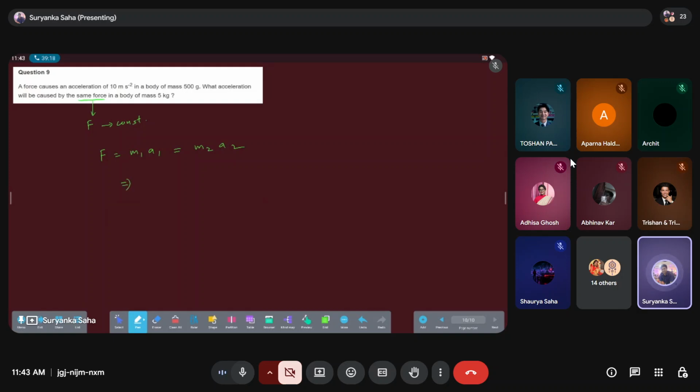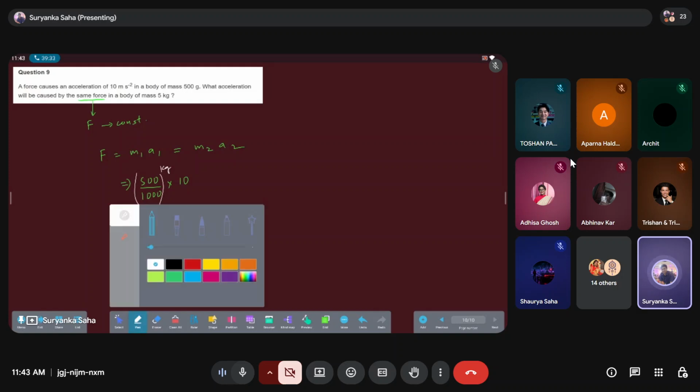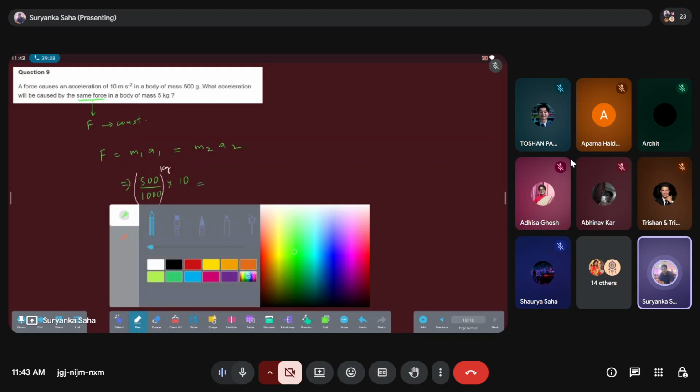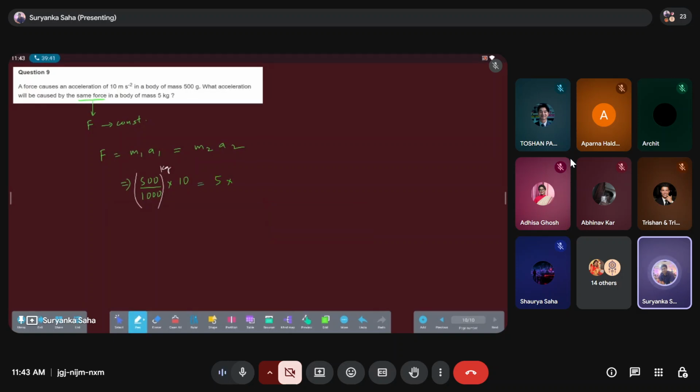m1 is 500, so 500 by 1000 kg, into acceleration 10. Don't forget the units, this is in kg. You don't have to write it, but you should still remember this. And the other part is m2. m2 is 5 kg, into acceleration, which you don't have. You need to find out a2. So this is basically 5 into 2, 5 2s are 10, and 1000. The 5s will get cancelled out. So basically 1 is remaining, isn't it?